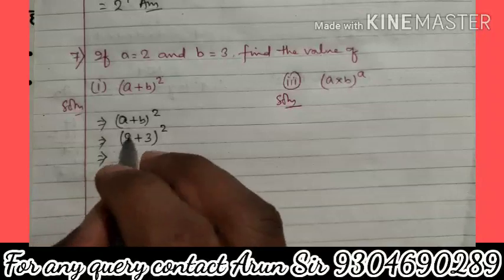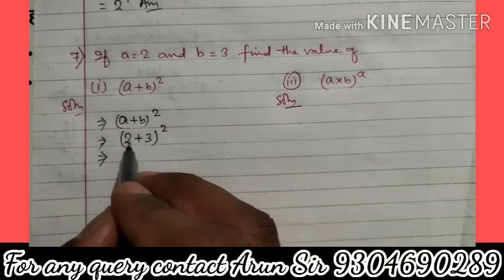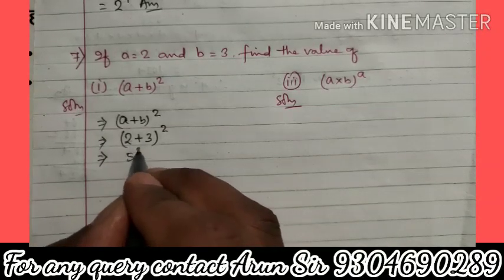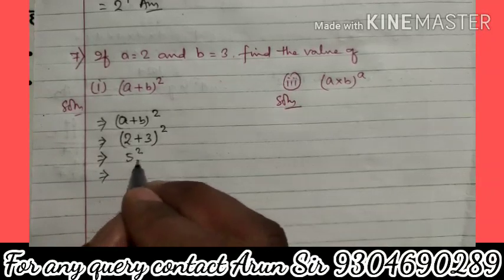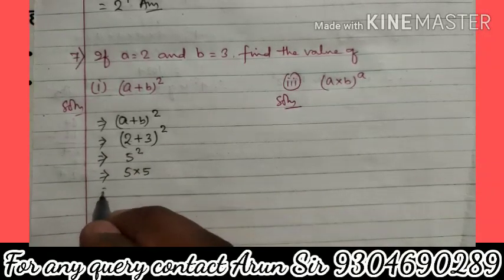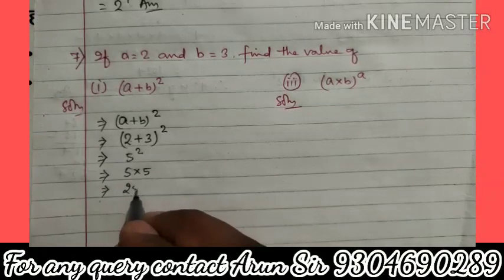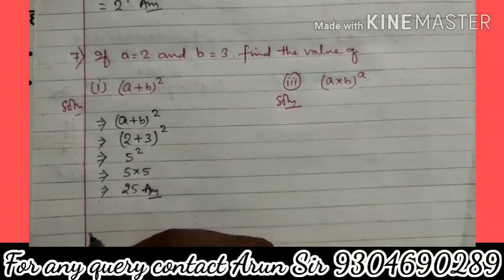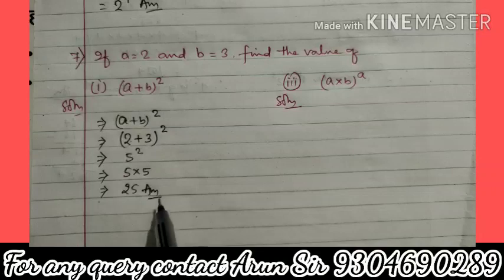In the next step we will solve the bracket part. 2 plus 3 is 5. It will be 5 to the power 2. In the next step, 5 to the power 2 means that 5 will be multiplied 2 times. Now 5 5 ja 25. This will be your answer. Hope that this question is quite clear and it's very easy.